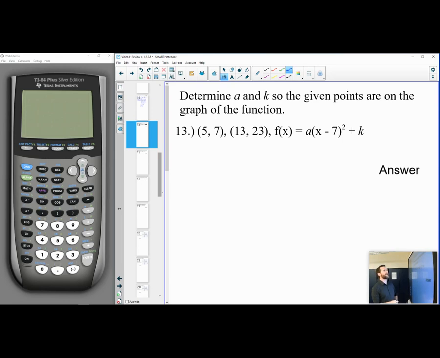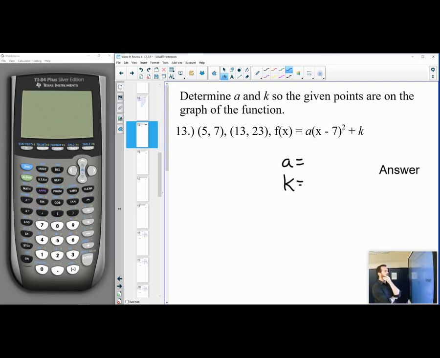Okay. Determine a and k so the given points are on the graph of the function. Let me see here. Okay, so they're giving us an equation, f of x equals a times x minus 7 squared plus k. And we actually don't have to write the equation. They're just asking us for a and k. So I'm going to write a equals and k equals just to help remind myself that that's what we're looking for. We just need two numbers here, not an equation.